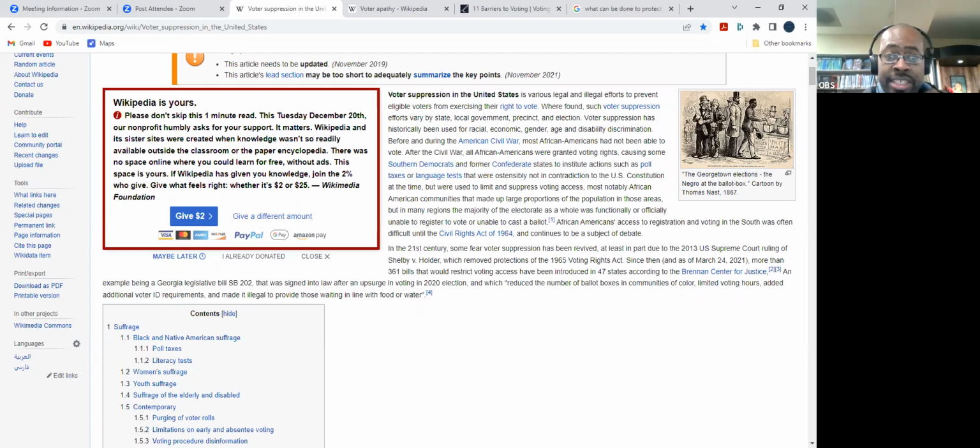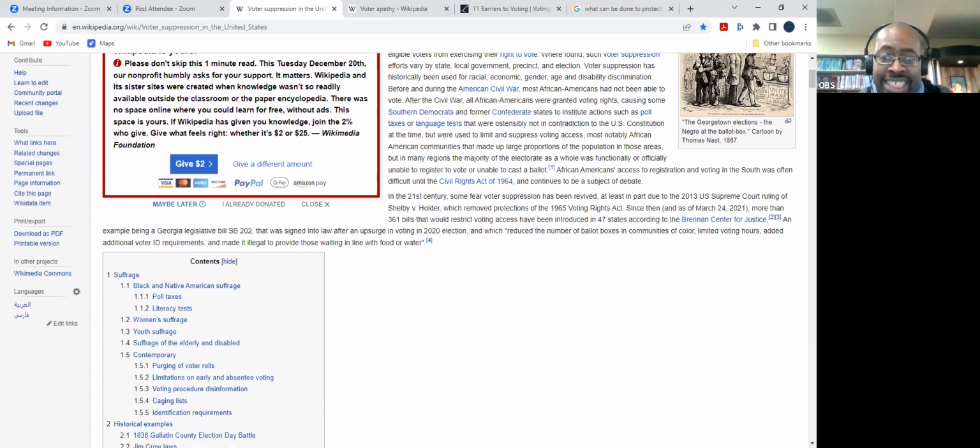And sometimes African Americans make up the majority of the electorate. African Americans' access to registration and voting in the South was often difficult until the Civil Rights Act of 1964 and continued to be a subject of debate. In the 21st century, some fear voter suppression has been revived, at least in part due to the 2013 U.S. Supreme Court ruling of Shelby versus Holder, which removed protections of the Voting Rights Act of 1965.